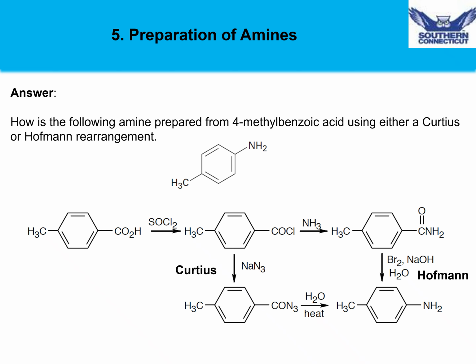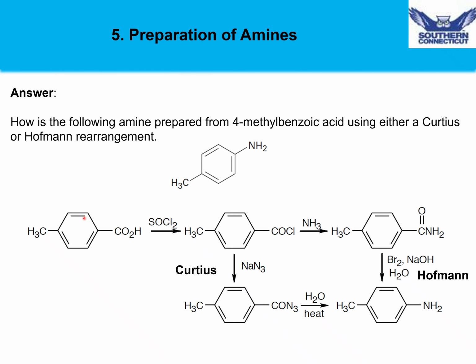This question is asking us to convert 4-methylbenzoic acid into 4-methylaniline, which is shown here. And we want to use a Curtius or a Hofmann rearrangement to do this reaction.